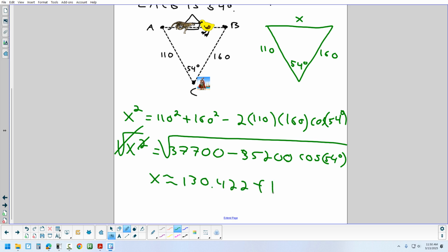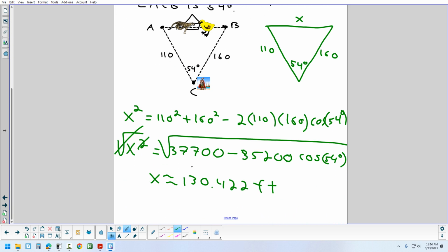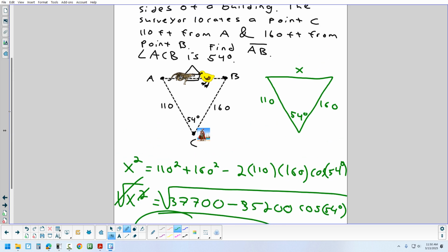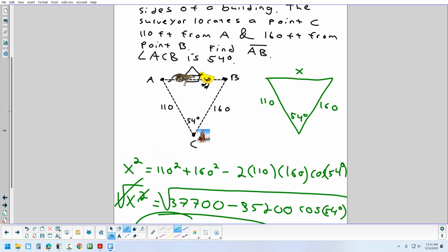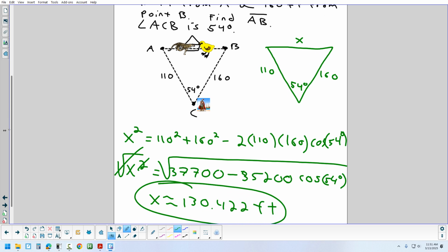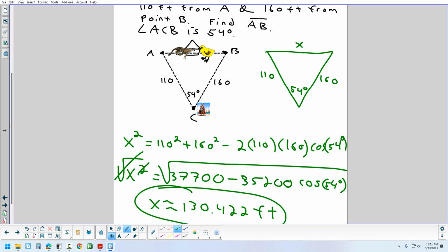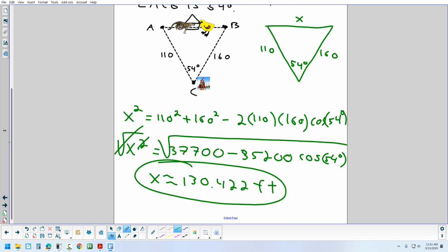Is it miles or...? I think that was in feet. Yeah, that was in feet. All right, so now we have the distance between points A and B, and we did it safely, and we avoided the cheetah and the chicken. So math brings safety. Okay. Any question on that one?